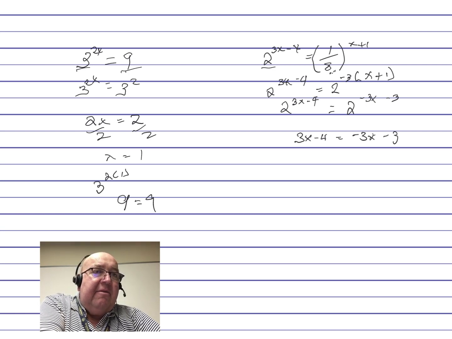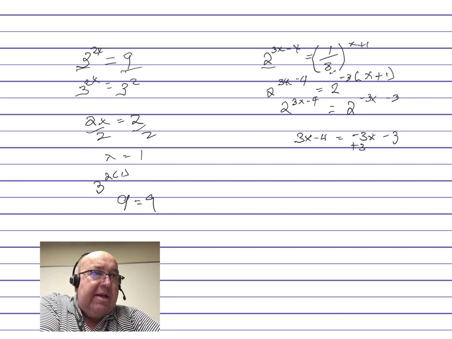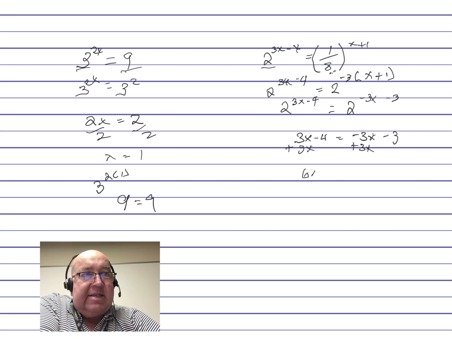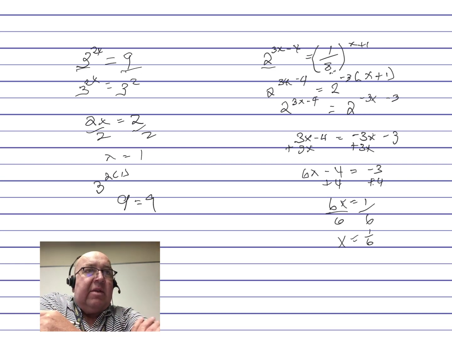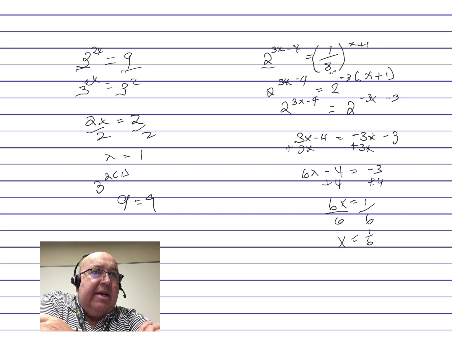So I'm going to take my variables over. So I'm going to add 3x and add 3x. I'm going to get 6x minus 4 is equal to negative 3. I'm going to add 4, I get 6x is equal to 1. Divide by 6, and I get x is equal to 1/6. And again, I could put that back into the equation and see where it comes out. But just hopefully that'll help you out.